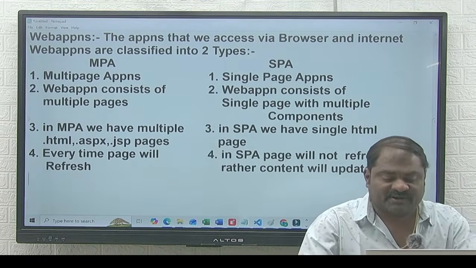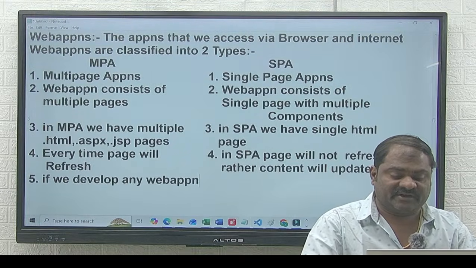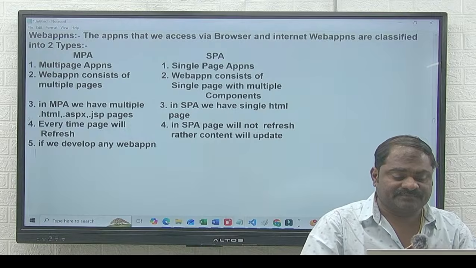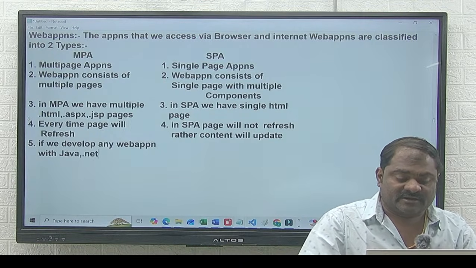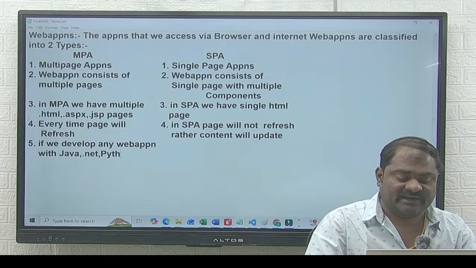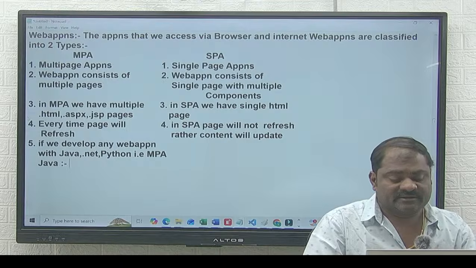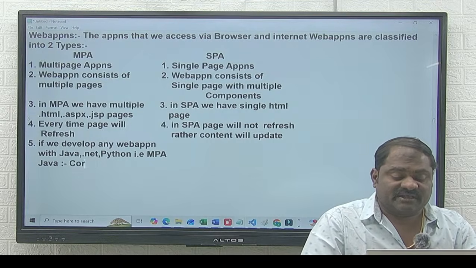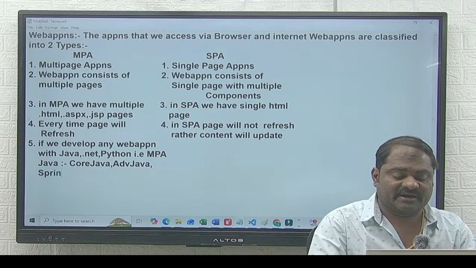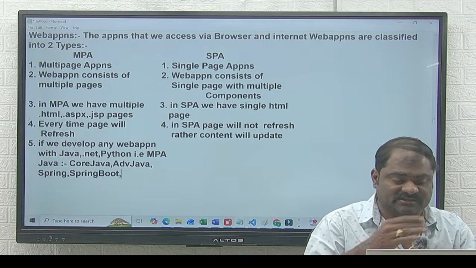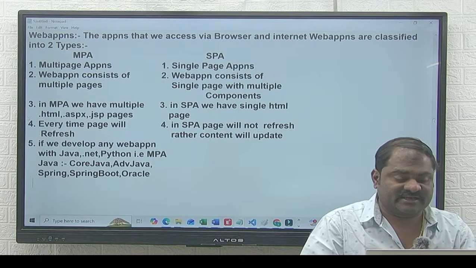Is it clear? Point number 5 I will tell. If we develop any web application with full stack Java or .NET or Python, that is a multi-page application, that is MPA. Java means a lot of Java stack will be there: Core Java, Advanced Java, Spring, Spring Boot, Hibernate. Java people will learn all these technologies. Is it clear? And one database is also required, Oracle. That is a multi-page application.